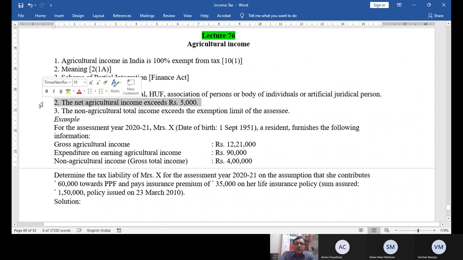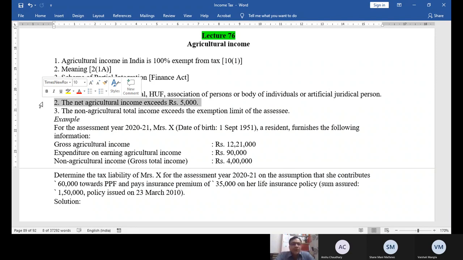Second, my net agricultural income must be more than 5,000. If it does not exceed 5,000, I will not apply this scheme. 5,000 minimum agricultural income must be there. And my non-agricultural income must be exceeding the exemption limit. It may be 2,50,000, 3,00,000, 5,00,000 depending upon the situation. Only then the scheme is compulsorily applicable. It is not optional, it is compulsory.